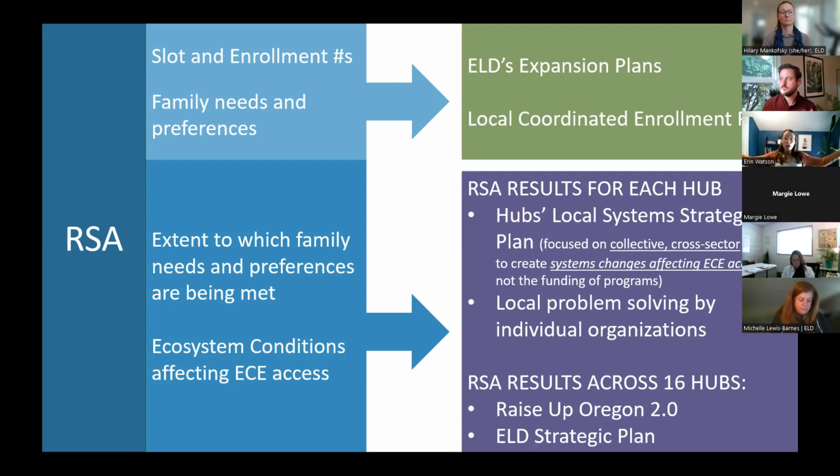Across all 16 hubs, the regional system assessment results will also, as far as we're hoping, we're trying to ensure that it's going to influence the Raise Up Oregon version 2.0. Carmen is working very hard to make good alignment and coordination between our efforts and the Raise Up Oregon group. So that is our intention, to make sure that is being responsive to what we're seeing across all 16 hubs.